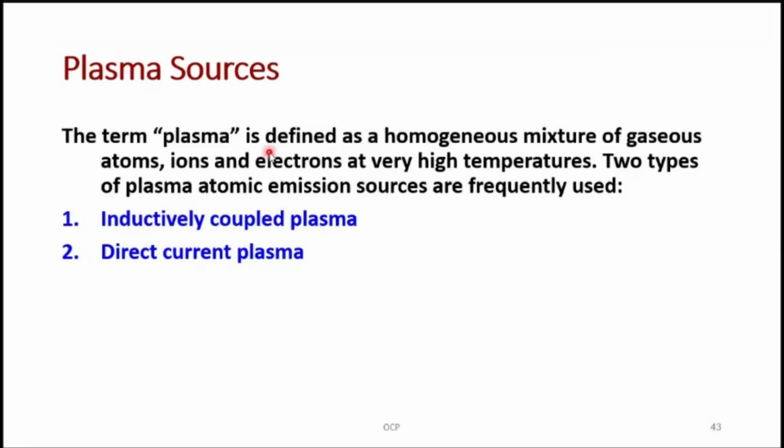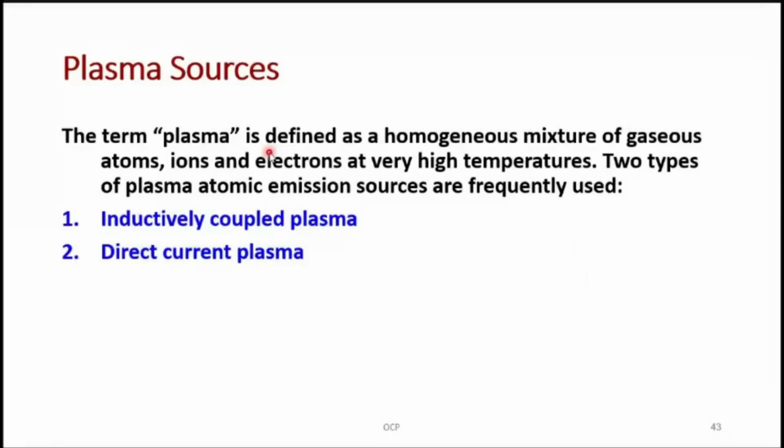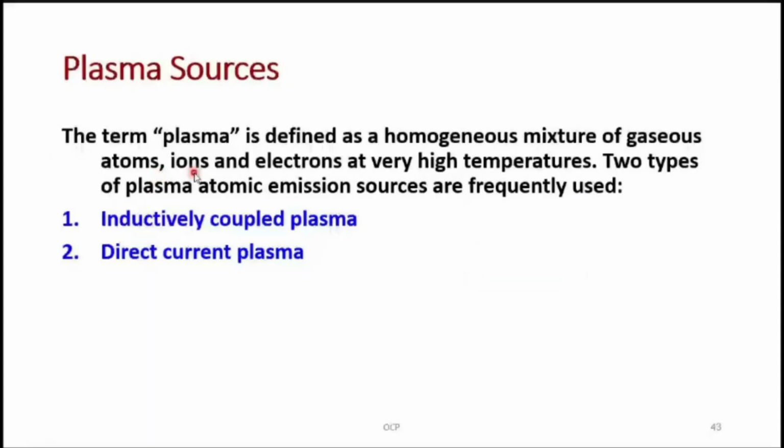Plasma is a state of matter, as gas, liquid and solid are. It is called a homogeneous mixture of gaseous atoms. Although it is said to be gaseous atoms, plasma is not exactly gaseous. In those gaseous atoms, you have ions and significant quantities of electrons, and all of them are present at very high temperatures.